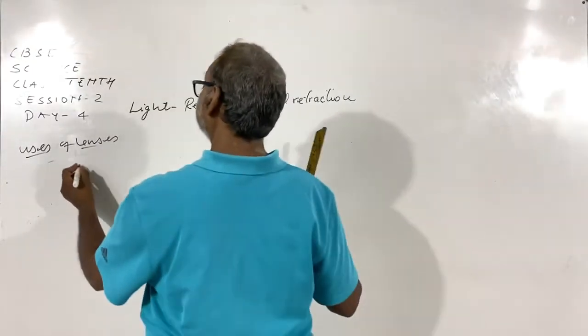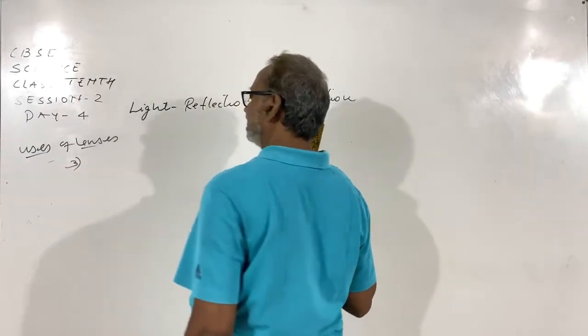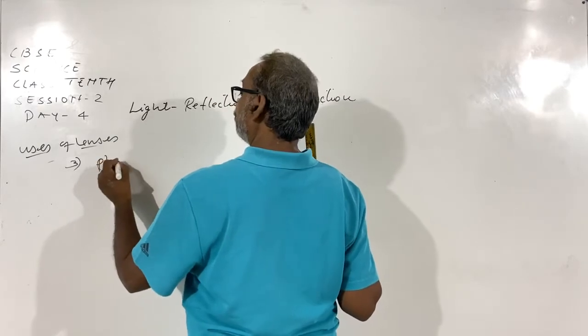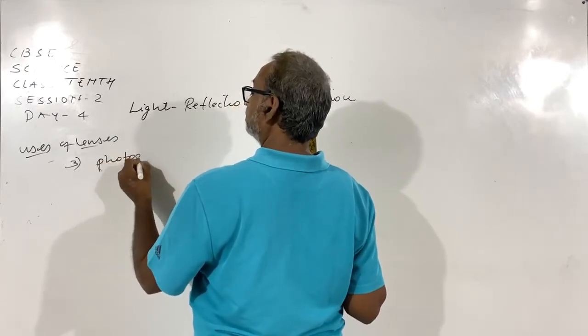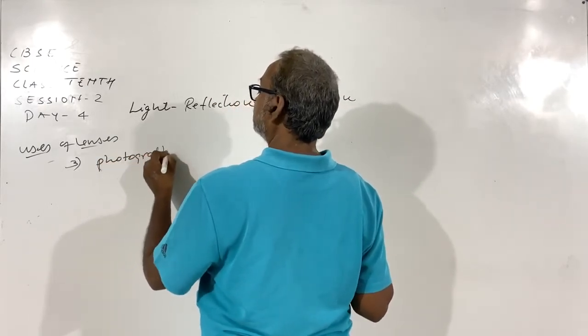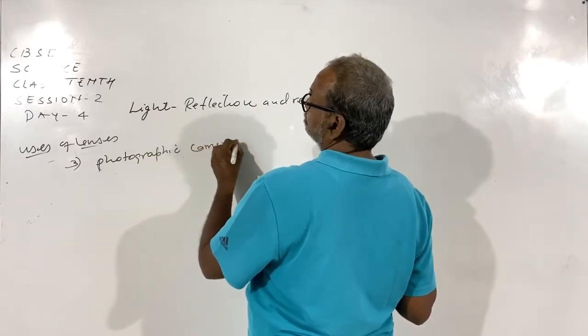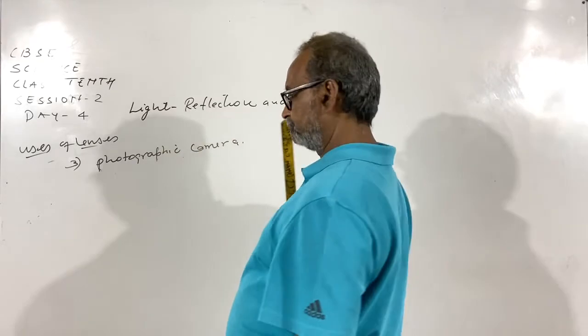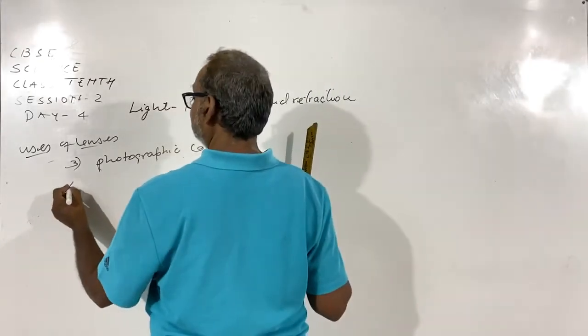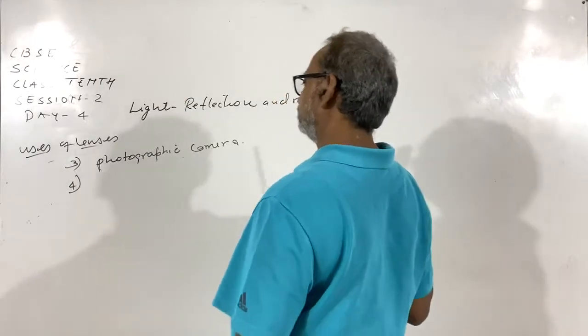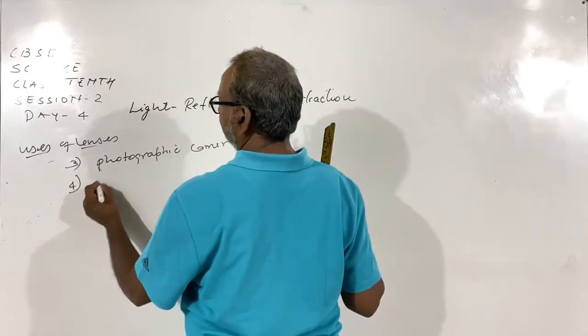Number 3, a convex lens is used in photographic camera. It is used in slide projectors.